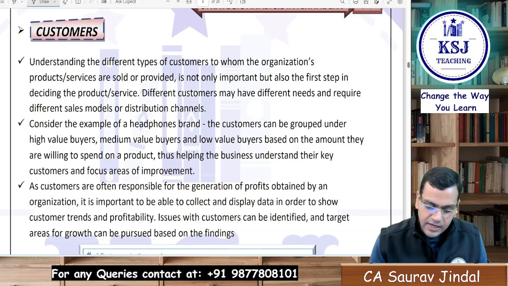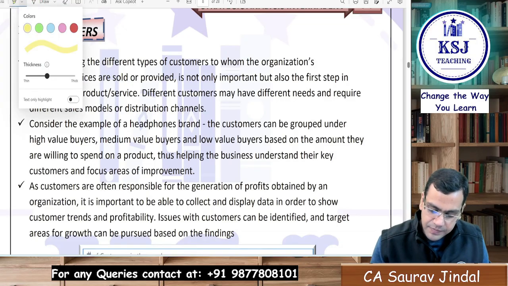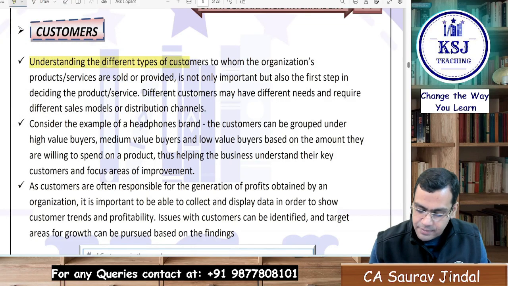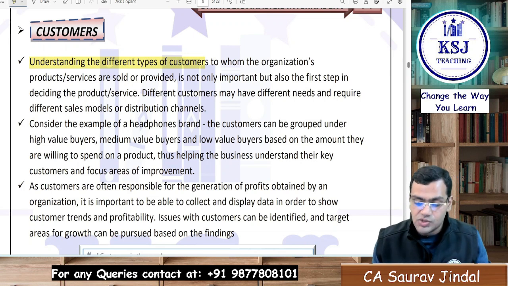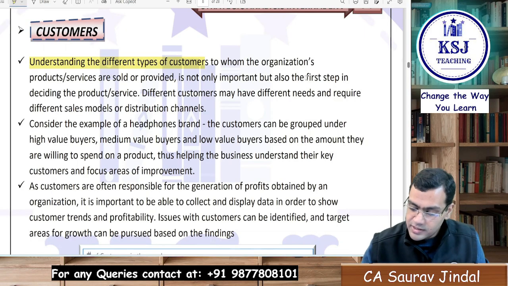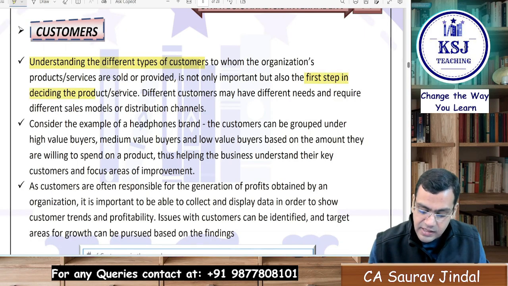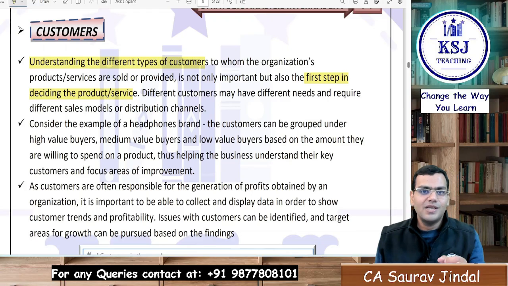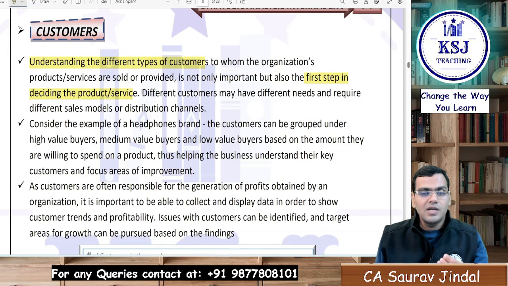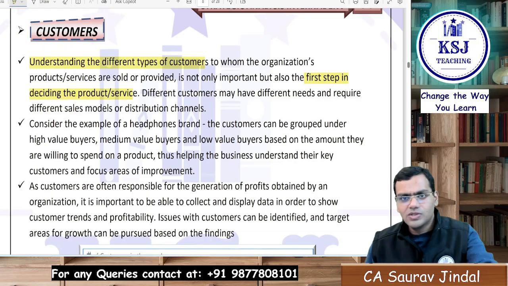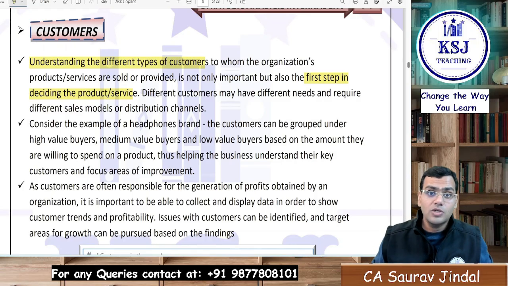Now he says understanding the customer. Understanding the different type of customers to whom the organization's product or services are sold or provided is not only important, but also the first step in deciding the product or the service. Obviously, what your customers require, you have to manufacture the product or you have to provide the service according to that. If your customer requires a shoe and you are going to provide him with a pen, no, we are going to sell you a pen. He says, no, I want a shoe. Is he going to wear the pen? No.